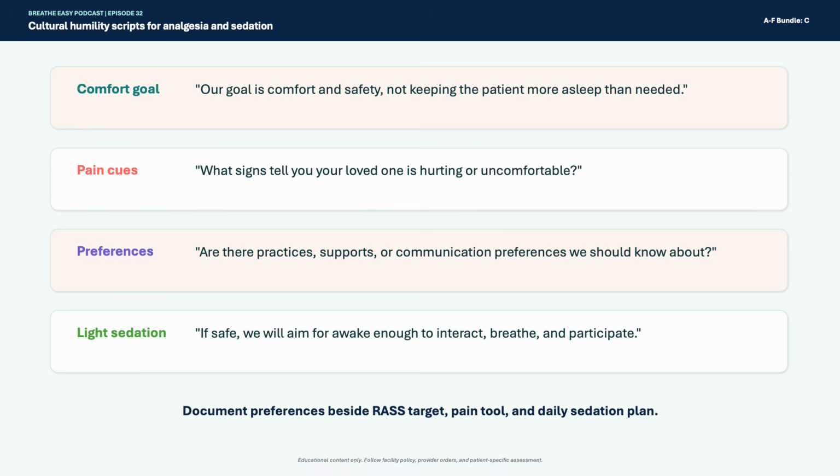Here are some words you can actually use at the bedside. For your comfort goal, our goal is comfort and safety, not keeping your loved one more asleep than they need to be. For pain cues, what signs tell you your loved one is hurting? Families know the flinch, the jaw, the particular stillness. For preferences, are there practices, support, or communication preferences we should know about? And for light sedation, if it's safe, we're aiming for awake enough to interact, breathe, and participate. Then document it next to the RASS target and daily sedation plan. If it isn't documented, it didn't survive the shift change.